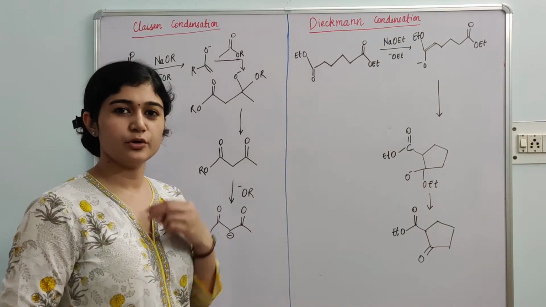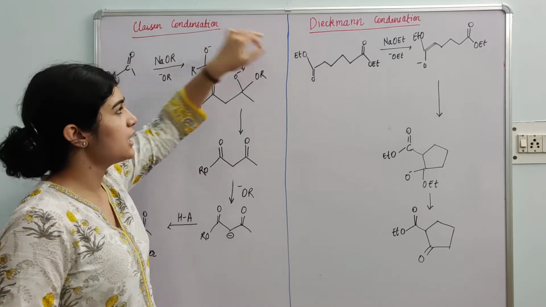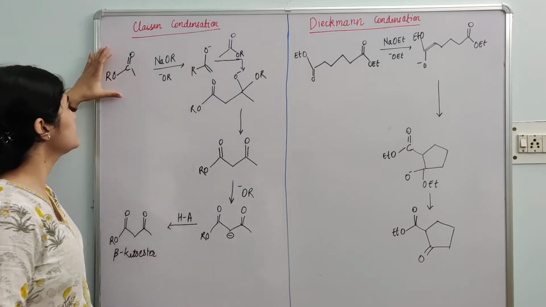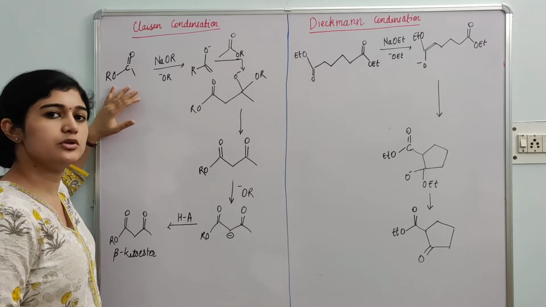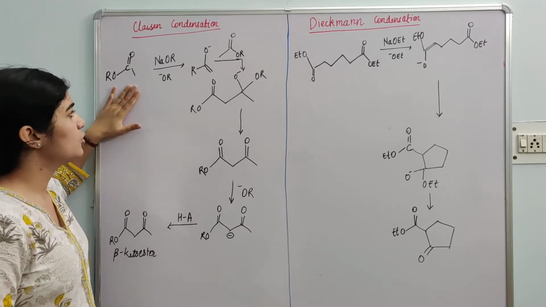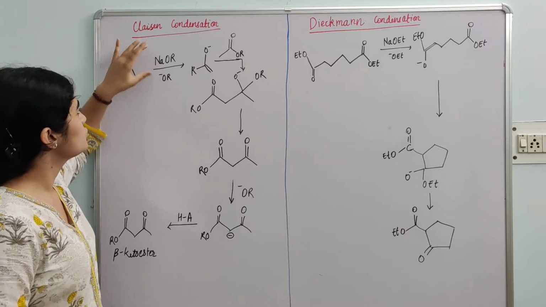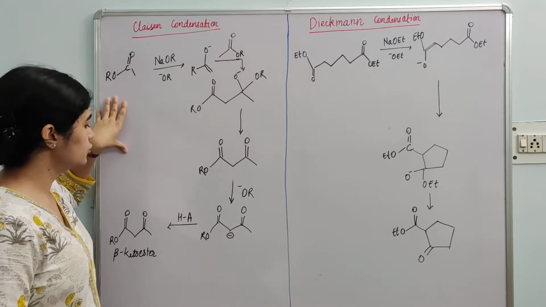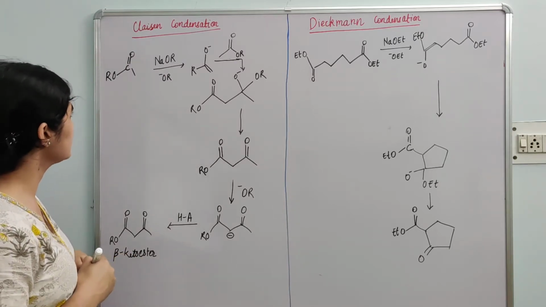In this video, we are going to study two reactions. One is Claisen condensation, another one is Dieckmann condensation. So first, we'll see what is Claisen condensation. In this reaction, two ester molecules are reacting, or we can say undergoing condensation reaction in presence of sodium alkoxide or any other alkoxide to give us beta ketoester. So let's see how the reaction occurs.